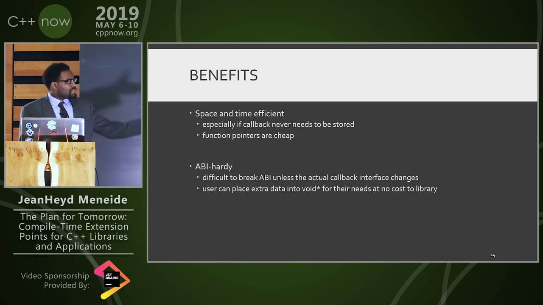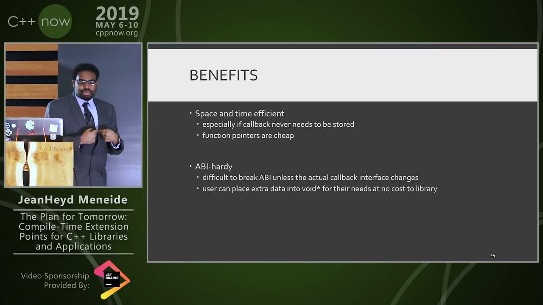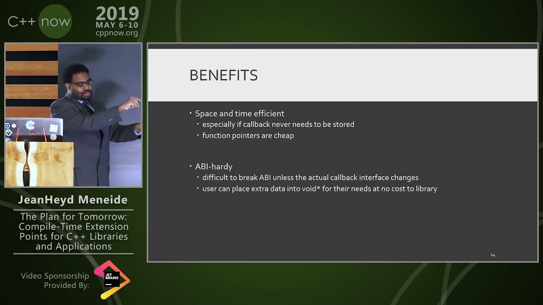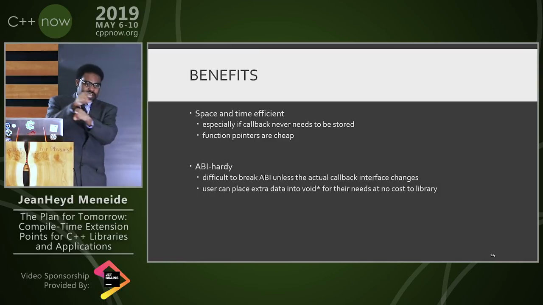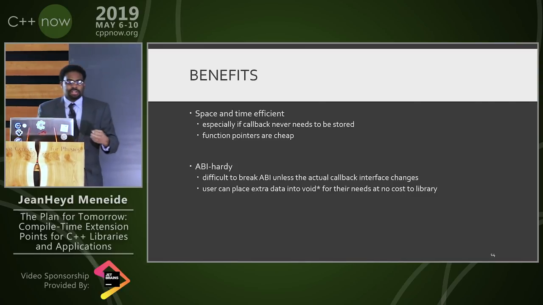The idea is that with the void star, the user can place as much extra data as they want into the void star, and it's their responsibility to handle it. So as the library author, you're not responsible for whatever the user's doing in the callback. You don't need to think about lifetime. You don't need to do any storage. All you need to do is make sure the void star just gets passed through, and the user can modify the input and the output side of that function when it gets called. In that way, it makes it very ABI hardy. So you can ship this interface and it'll last for like 20 years, and everybody will keep using it, and it'll still be fine. Those are actually serious, considerable benefits to an interface like this.